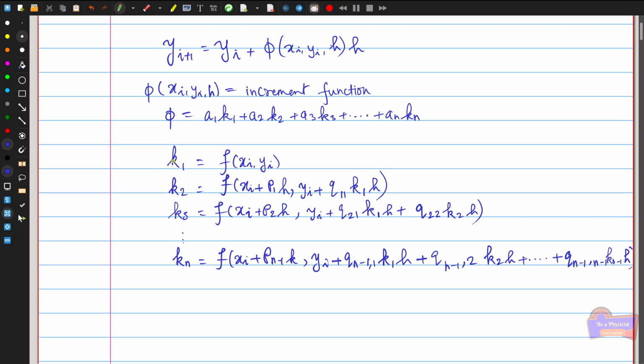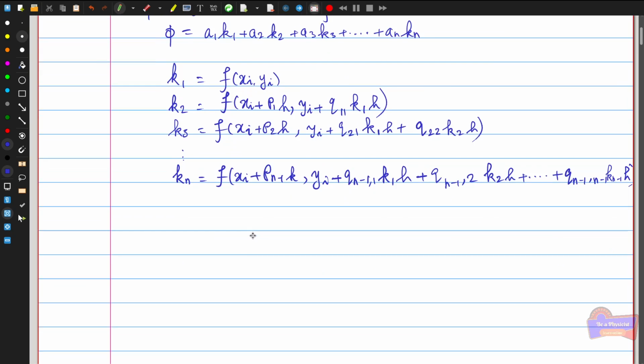So this is how I can write the slopes k1, k2, k3 up to kn. Here the p and the q are constants. Note that in each and every case the sequence has a relationship: k1 appears in the k2 function, k2 appears in k3, k3 appears in k4, and so on. So k n minus 1 appears in the nth function kn. Because each k is a function evaluation, this recurrence makes the Runge-Kutta method efficient for computer calculations.